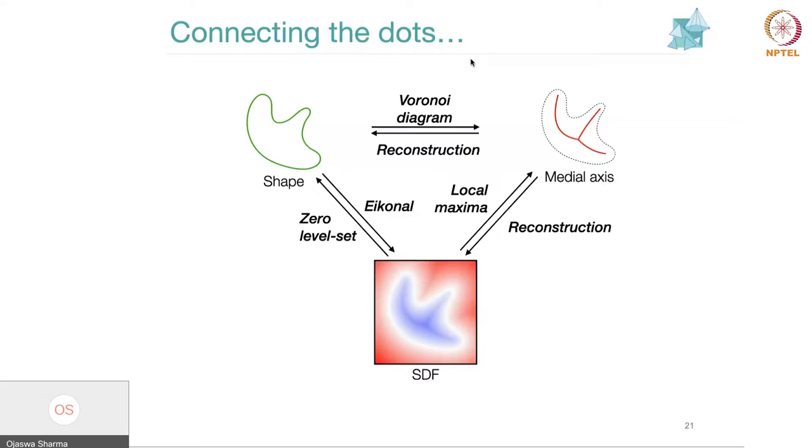It is identical, or you can say similar, to how we analyze 2D, as in no real change. The concepts are similar, and it is usually defined for n-dimensional space. There's a very nice book by Okabe et al. If you're interested in Voronoi diagrams, that gives you an excellent background on Voronoi diagrams.